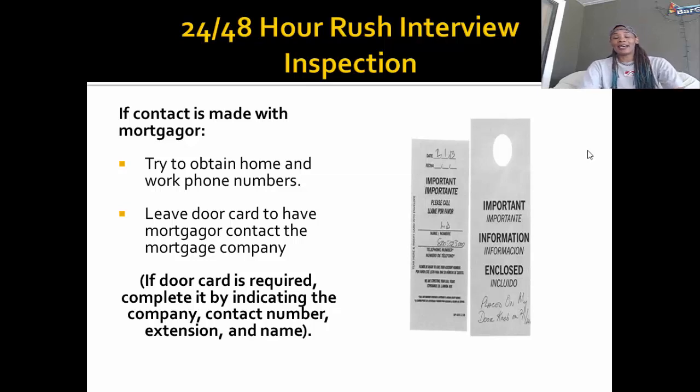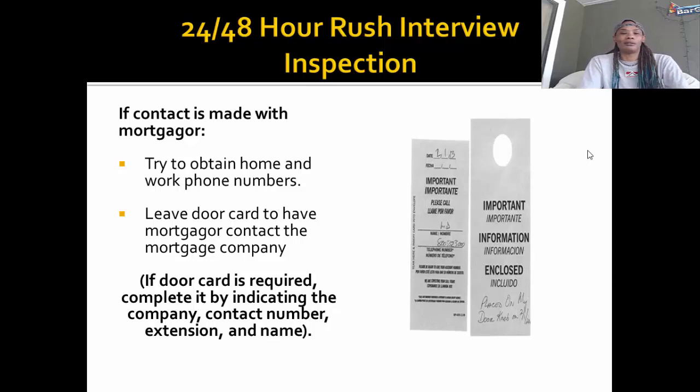So if you make contact with the mortgager, the homeowner, then for this rush interview inspection, they want you to try to obtain home and work phone numbers. Simply ask them, let them know that the mortgage company has been trying to contact them, and they need good contact information for you.